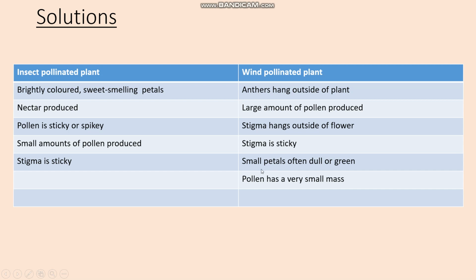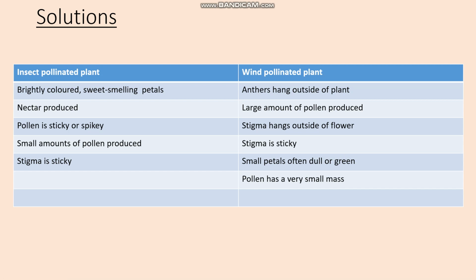They often have small petals, often dull or green. They don't need to be brightly coloured because they're not trying to attract insects. And again, if you want this pollen to travel a long distance, you want it to be very light, to have a very small mass. Okay, could you please correct your table, make sure that you've got everything in there and everything's correct.